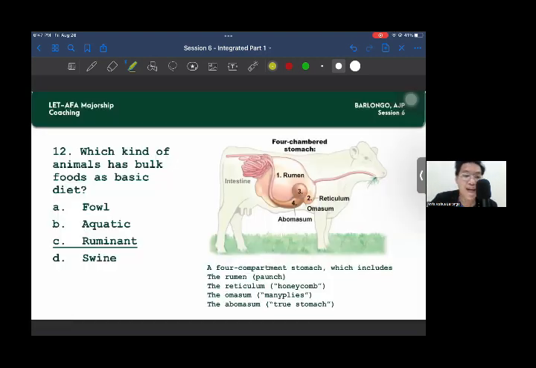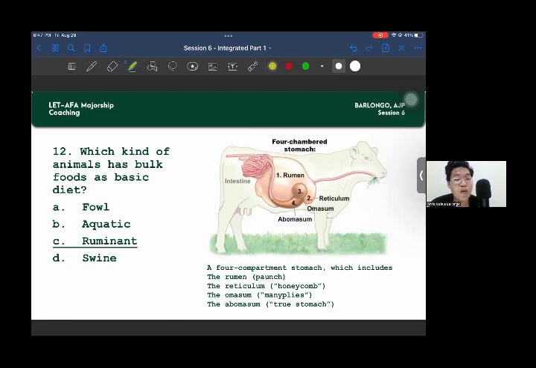So bakit nga ba kailangan ng mga ruminants ng bulk foods? Kapag sinabing bulk, marami. Ba't nila kailangan ng maraming foods? It's because they have a four-chambered stomach, which means they have four compartments sa kanilang stomach. So this is contrary to what we know for us humans. We only have one stomach. So ang isang example ng ruminants ay ang cattle. Another is sheep.